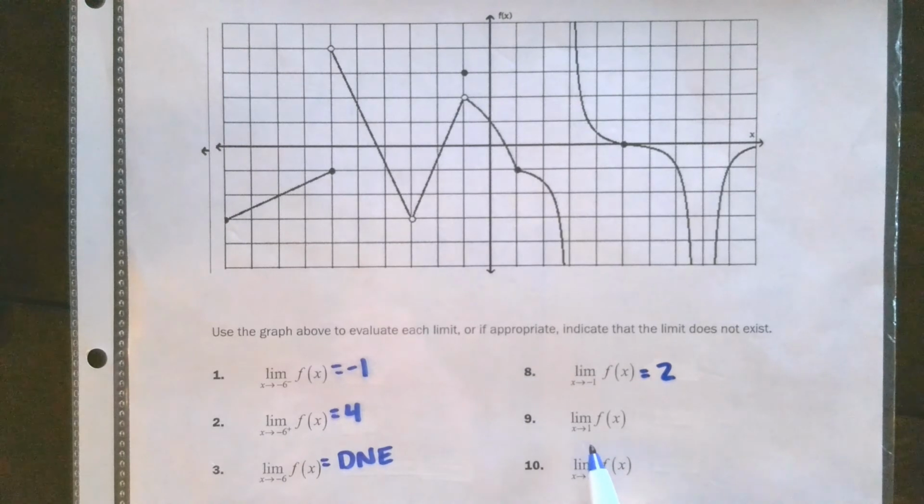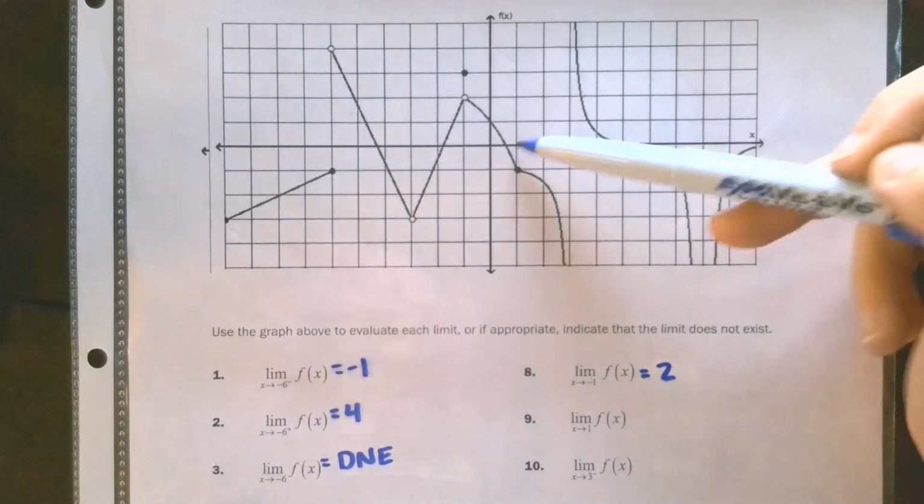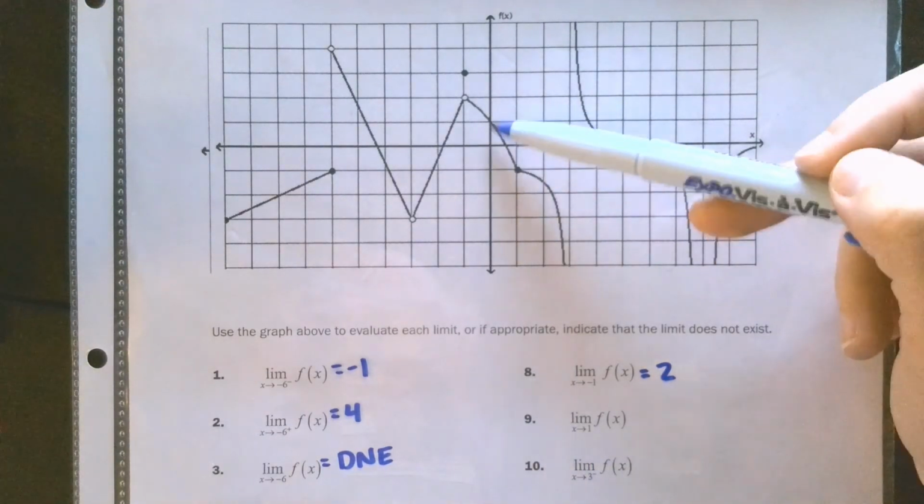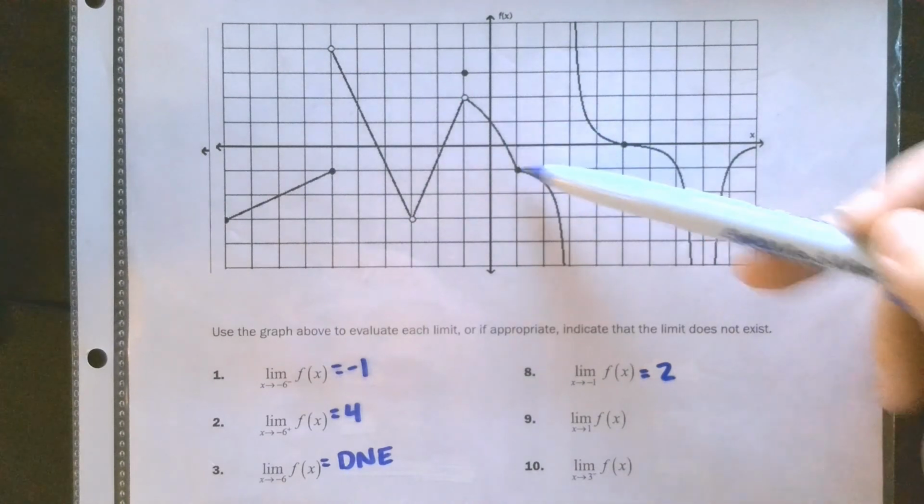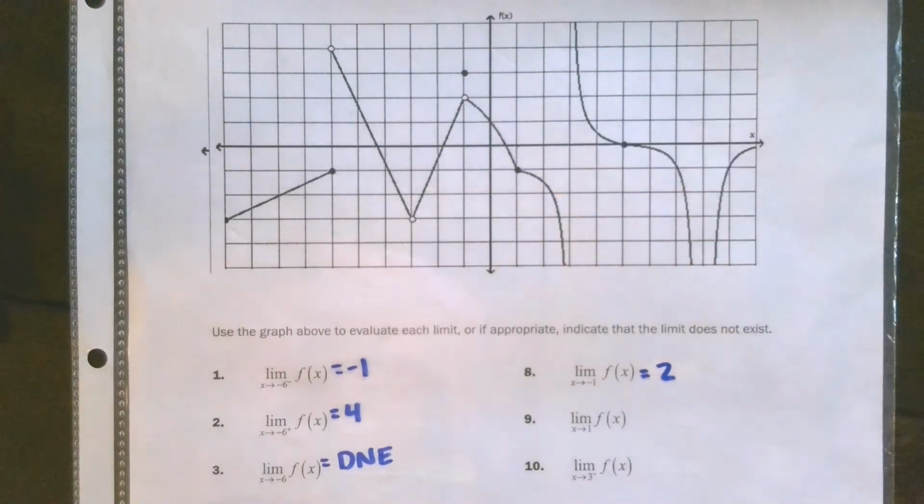For 9, the limit as x approaches 1. So now we're on this side. And definitely, especially when it's continuous, we know that we can count on it because it is approaching the same thing from the left and right, and it is approaching -1.